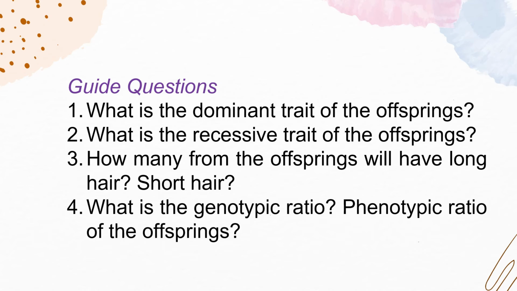Here are the guide questions. 1. What is the dominant trait of the offsprings? 2. What is the recessive trait of the offsprings? 3. How many from the offsprings will have long hair? How about short hair? 4. What is the genotypic ratio and the phenotypic ratio of the offsprings?